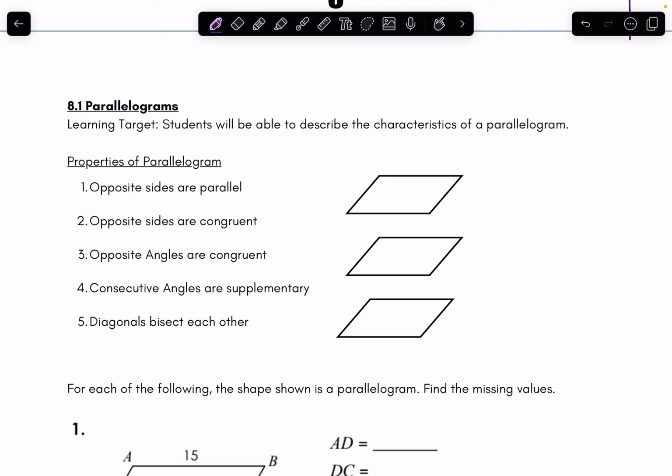So a parallelogram is a type of quadrilateral, and a quadrilateral is a polygon, so a shape with 4 sides. So when you have a shape with 4 sides, it will be a parallelogram only if it satisfies these properties. So the first one says opposite sides are parallel.